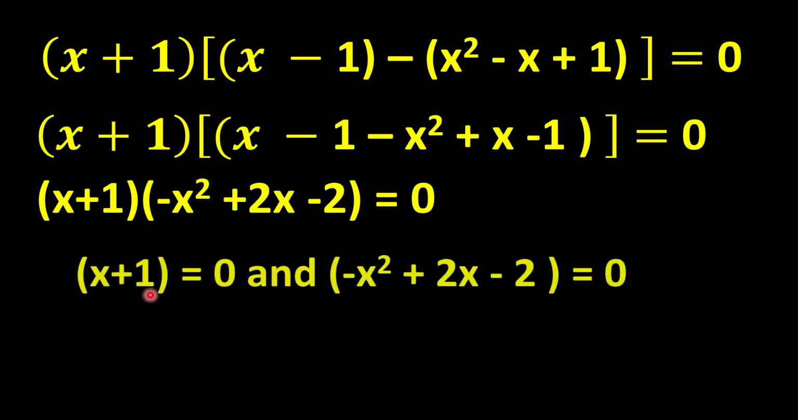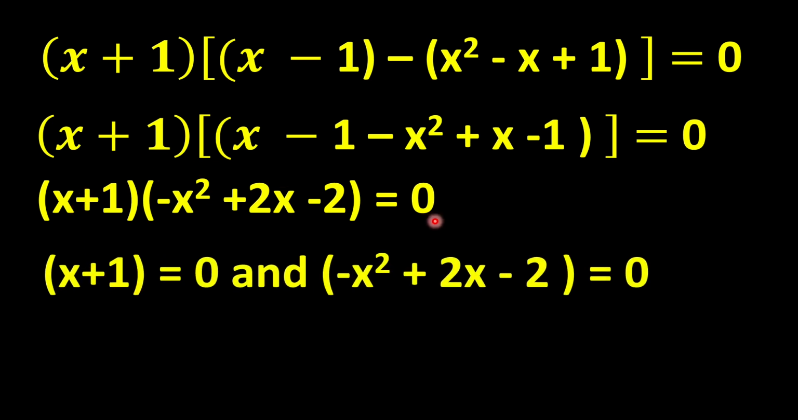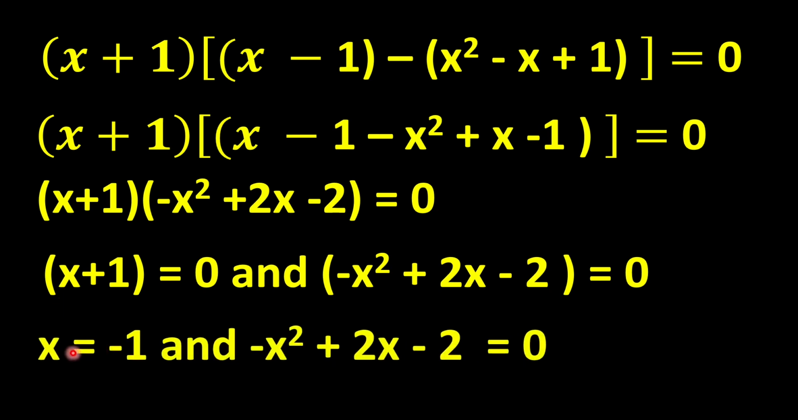So now we can compare this x plus 1 equals 0, and this term minus x square plus 2x minus 2 equals 0. And now we can send this plus 1 to the other side of this equation. So it will become x is equal to minus 1, and similarly minus x square plus 2x minus 2 equals 0. So this is one of the roots of the given equation.